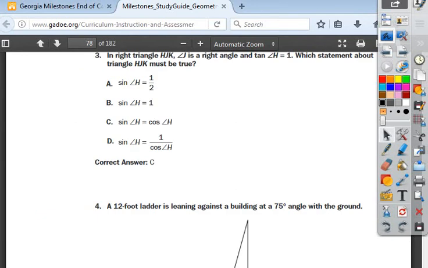If tangent is equal to 1, just remember this right here. Remember this one problem because I can almost guarantee it's going to be on. If the tangent is 1, that means sine is equal to cosine. Everybody hear me on that? If tangent is equal to 1, that means sine is equal to cosine. Alright? So just remember that and you'll get one.